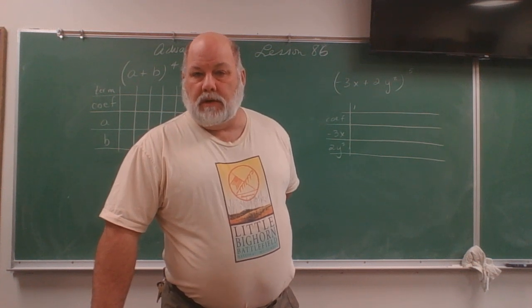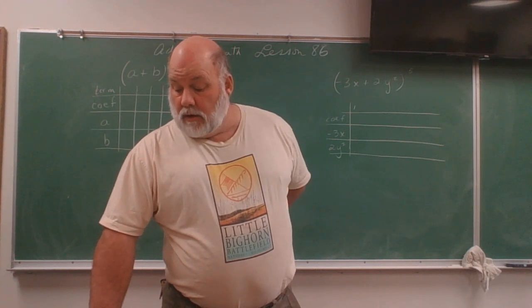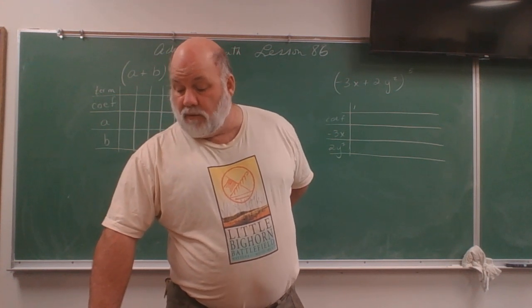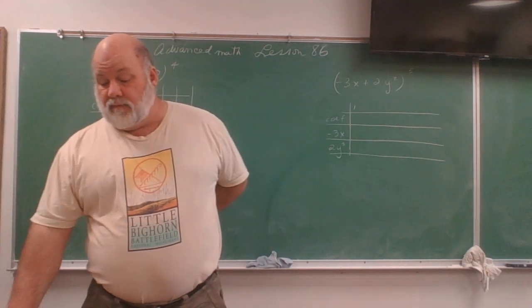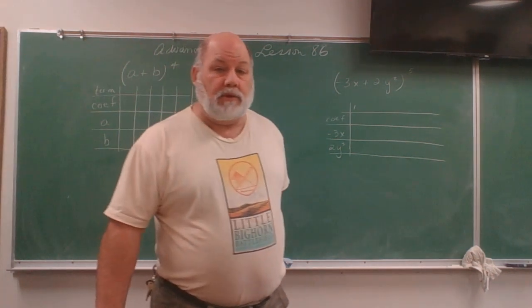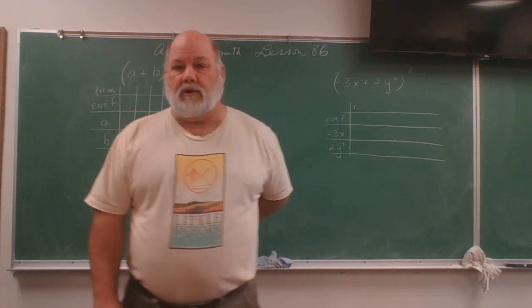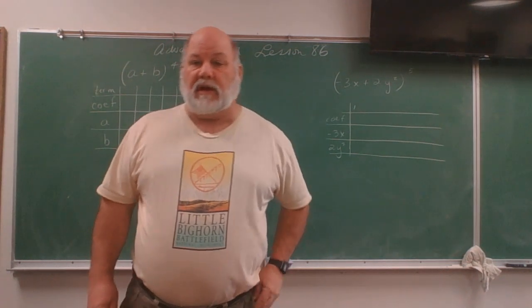Hello, this video is for my advanced math students, lesson 86. I'm on pages 420 and 421 of your book. We're just going to be doing part A, which is binomial expansion. We're not going to be fooling with part B, the overlapping triangles. We cover that in other lessons.